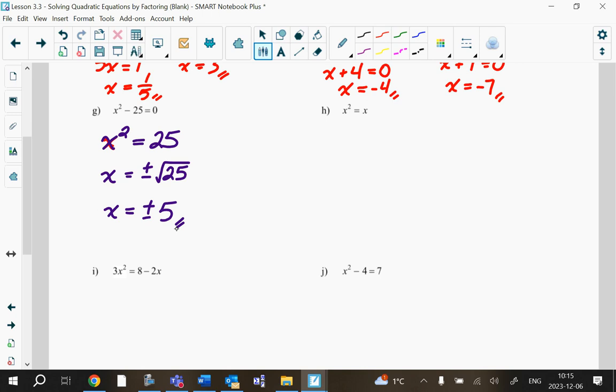Factoring would work in this one, but it doesn't work all the time. I mean, well, I shouldn't say that. It's just, it becomes complicated, which is why I stick to the positive and negative square root.